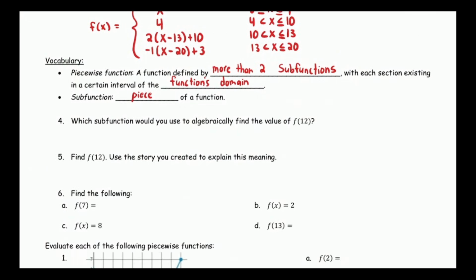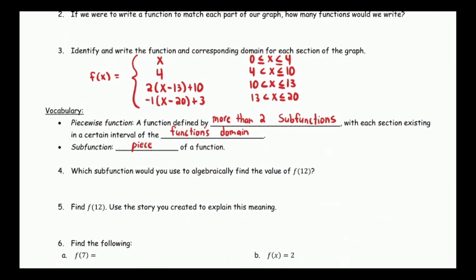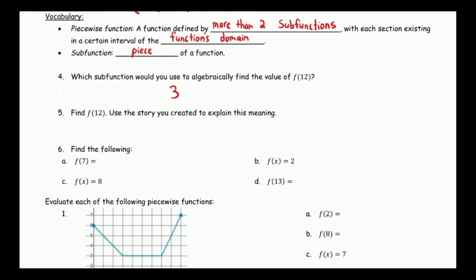So number 4 says, which subfunction would you use to algebraically find the value of f of 12? So what we would do is we would go to our piecewise function, and I'd look at the domains and which subfunction has a domain that includes the number 12. It wouldn't be the first 2 because that goes from 0 to 4 and then 4 to 10. It would be the third one because that has a domain from 10 to 13, and it wouldn't be the last one because that has a domain from 13 to 20. We would use the third subfunction because that value of 12 falls within that domain. We'd say subfunction 3.